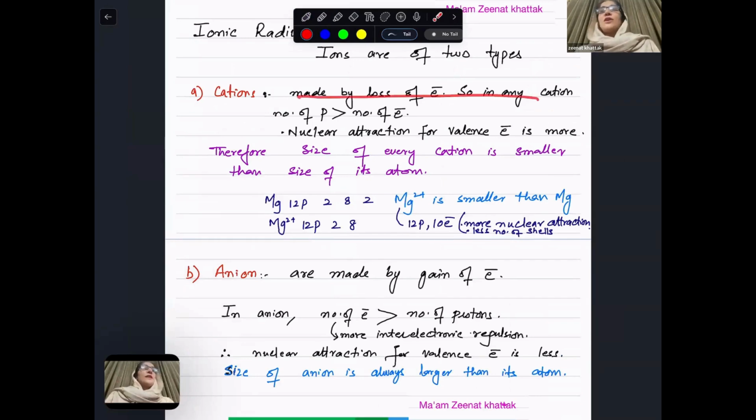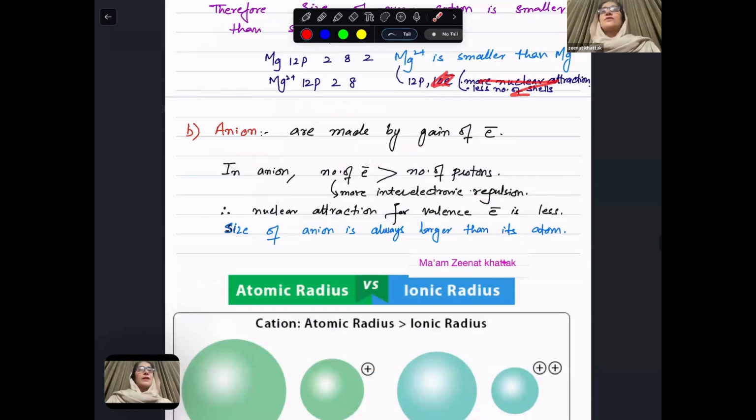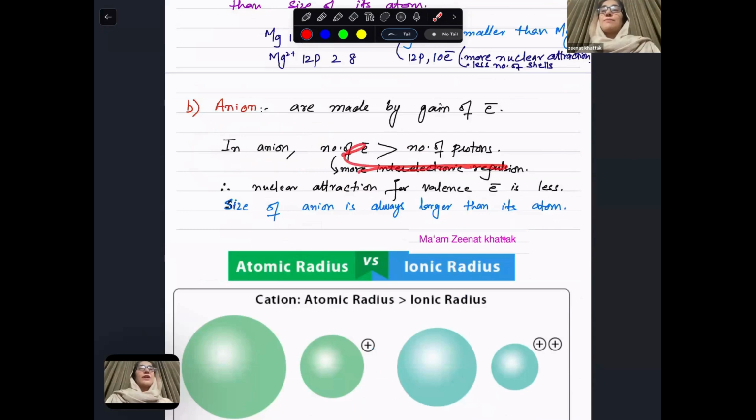Cations are made by loss of electron. Nuclear attraction for electrons is more. Protons are more, attraction is more. Size of every cation is smaller than the atom. Mg2 plus: 12 protons, 10 electrons. Right? The electrons are less, more nuclear attraction. Anions: in an anion, electrons are more than protons, more inter-electronic repulsion. The nuclear attraction is less, the size of an ion is larger.